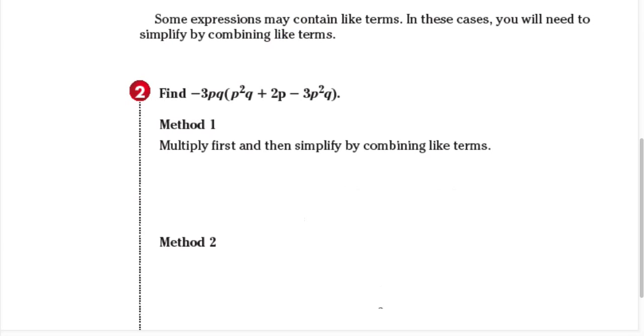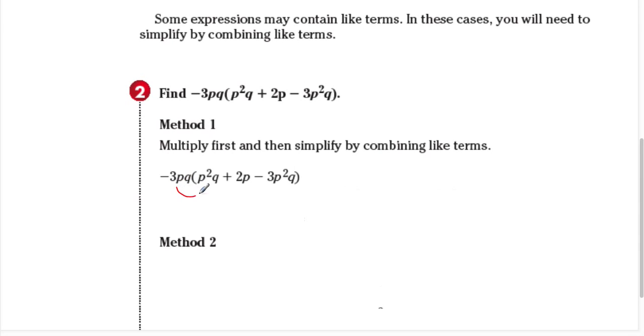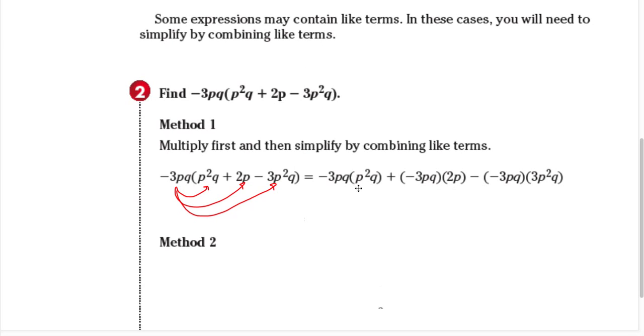Again, we go back to our distributive property. First and foremost, we need to copy the problem. And then we go to our distributive property. And in our distributive property, you're simply distributing negative 3pq to p squared q, to 2p, and to negative 3p squared q. Okay, you end up with this: negative 3pq times p squared q. You distribute the negative 3pq to 3 terms, and that's how you got these terms right there. Simplify those terms, you end up with negative 3p cubed q squared minus 6p squared q plus 9p cubed q squared.